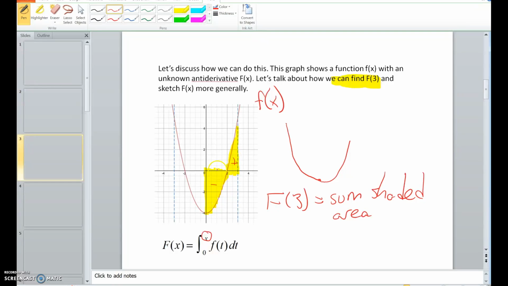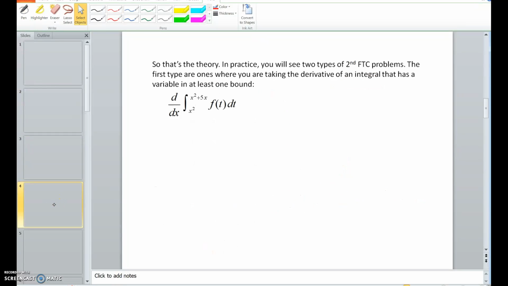Here, if you didn't know how to find this area, you could use an estimation technique, trapezoidal rule, something like that. But don't worry about that. Okay, so let's look at some actual types of problems you're going to see. So that's the theory of the second fundamental theorem of calculus, that you are integrating over a certain range, and you can figure out what's going on with the antiderivative by looking at how much area you're accumulating as you move along.